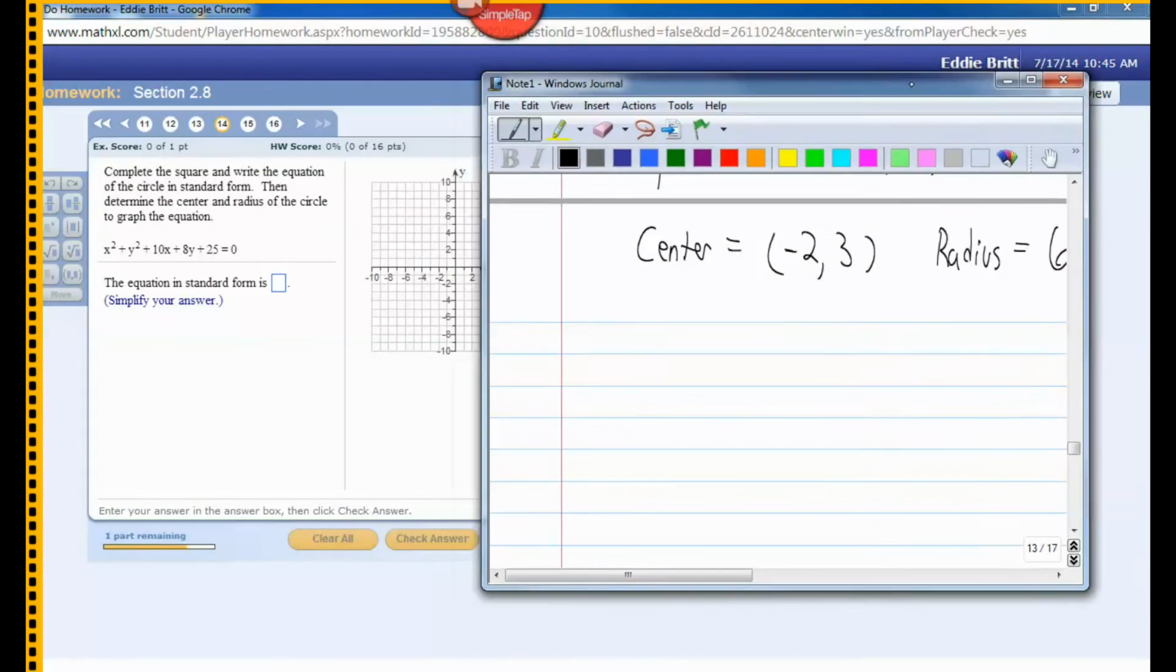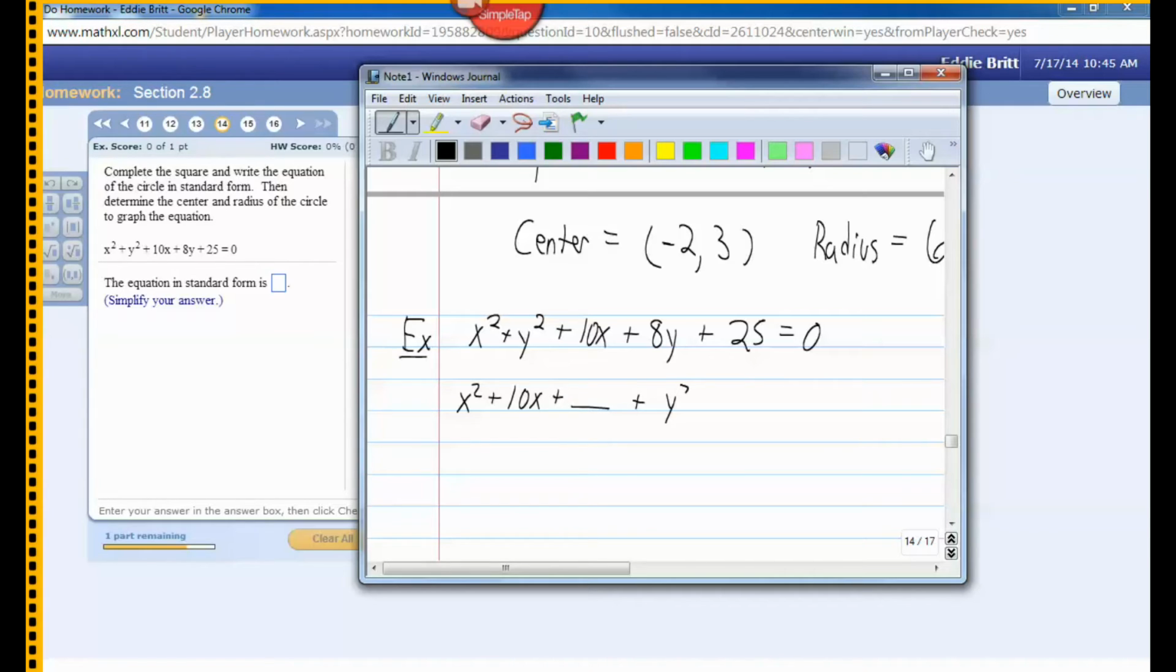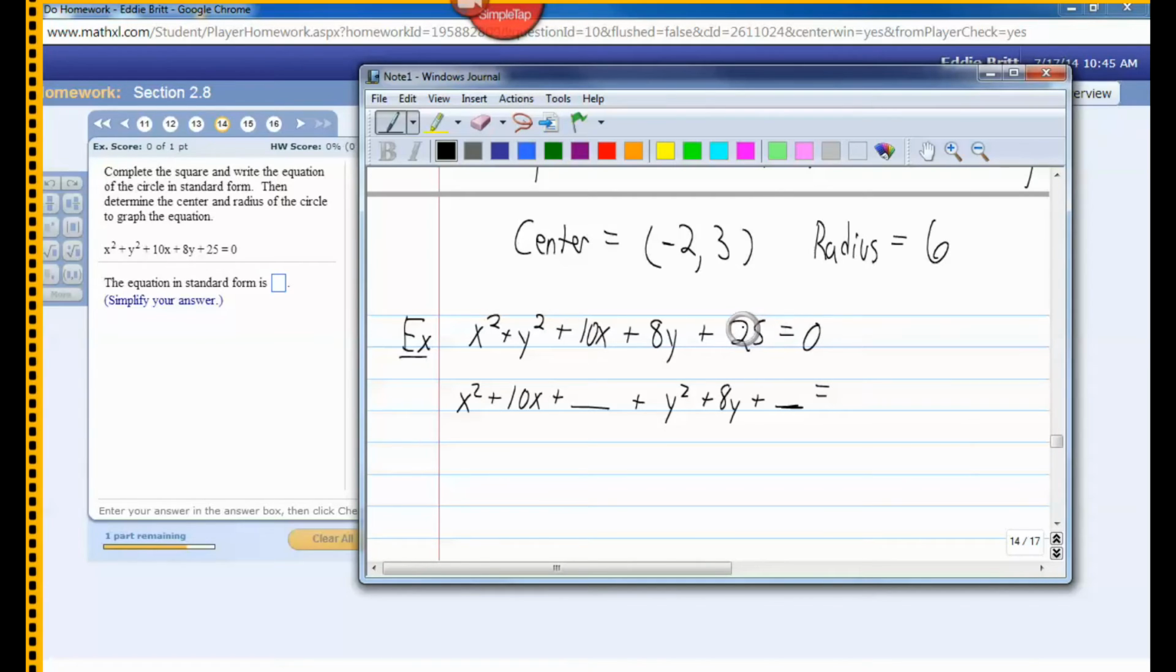So we have the general form. So here's the general form of the equation of the circle. So group up the x terms and put a plus blank. Group up the y terms and put a plus blank. Then the number that we have, the constant, has no variable, move that over. So if it's a plus 25 on the left side, it's going to be a minus 25 on the right side. And we're going to put plus blank, plus blank.